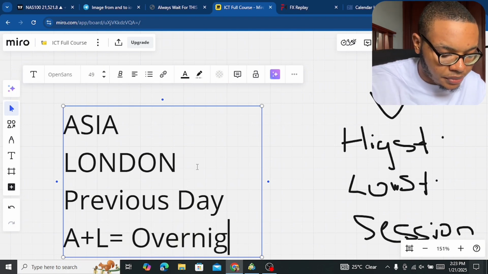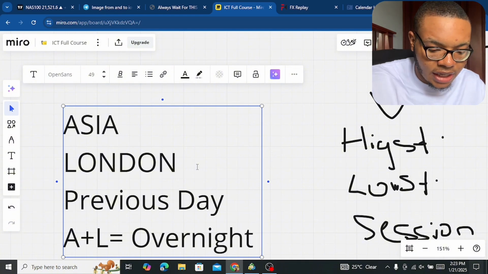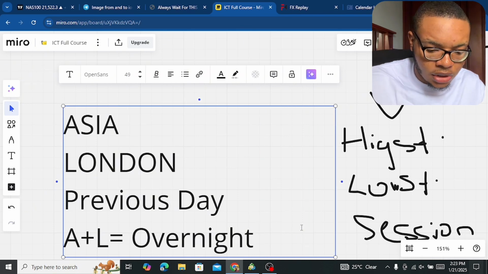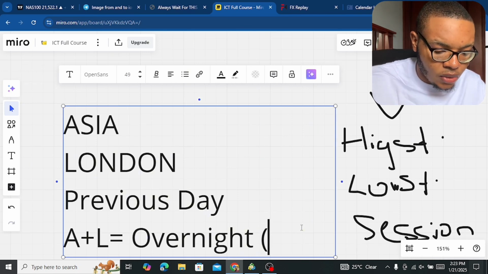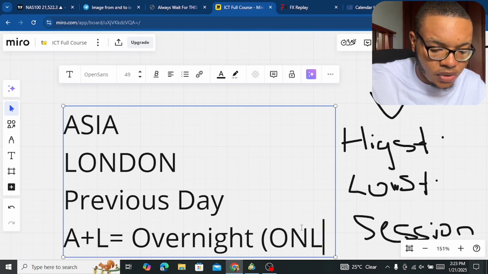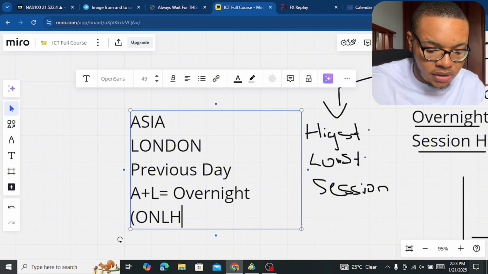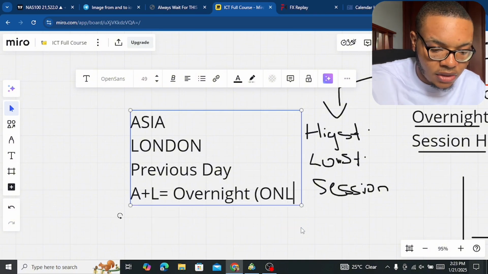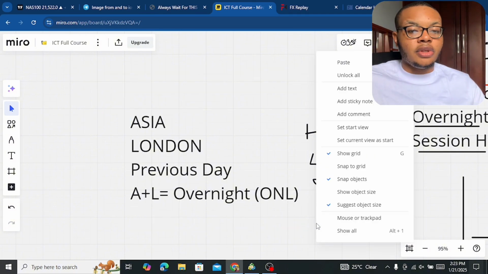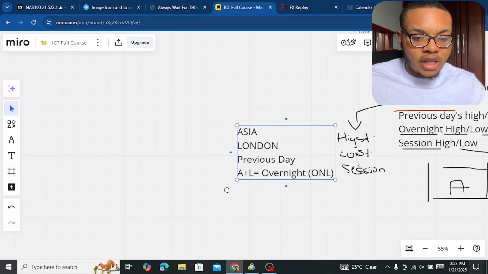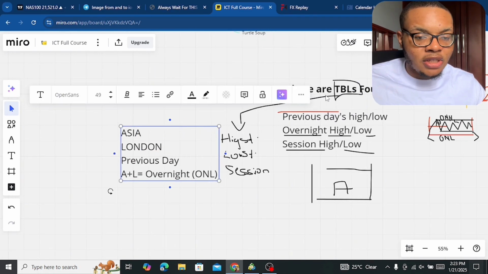Overnight. I like to abbreviate this as ONL, just in case you see it while I'll be showing you on chart. You'd have it as overnight liquidity. That's usually what you see it as, or overnight liquidity high, right? Just in case, but I usually like to have it as overnight liquidity. So yeah, that's just explaining where time-based liquidities are found.